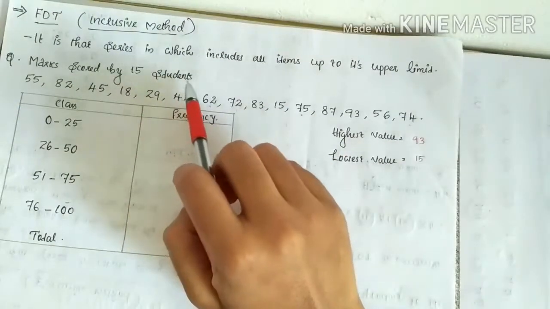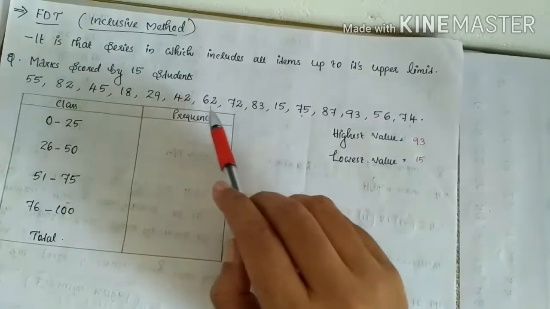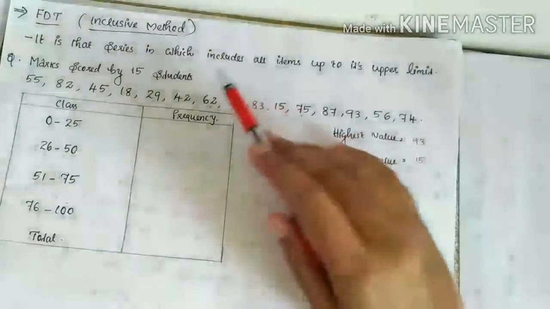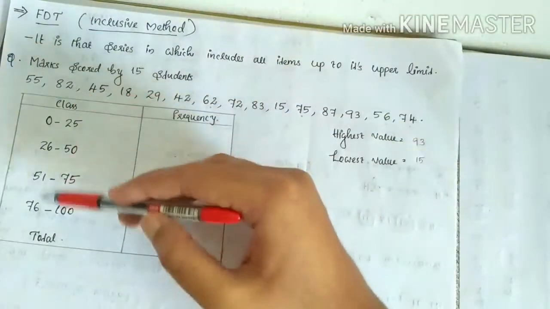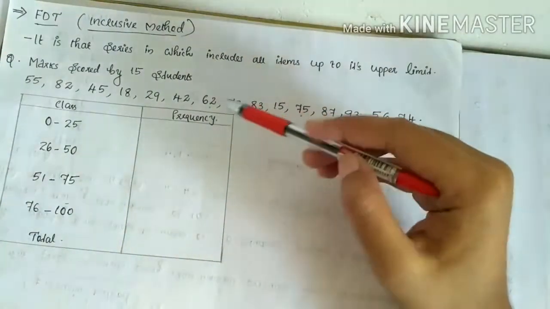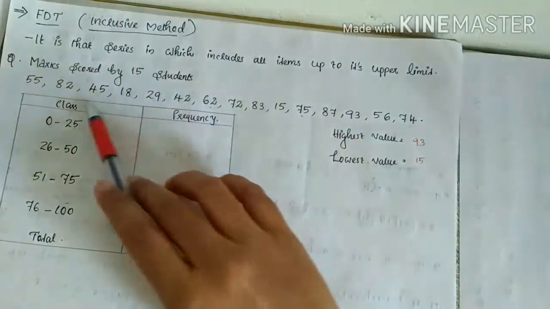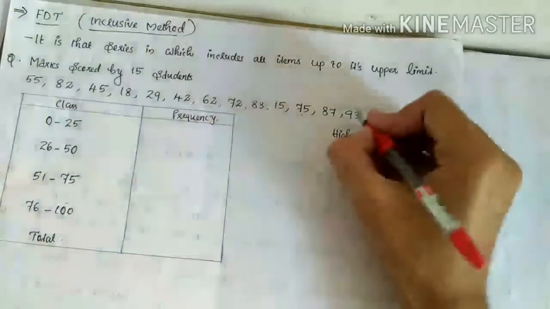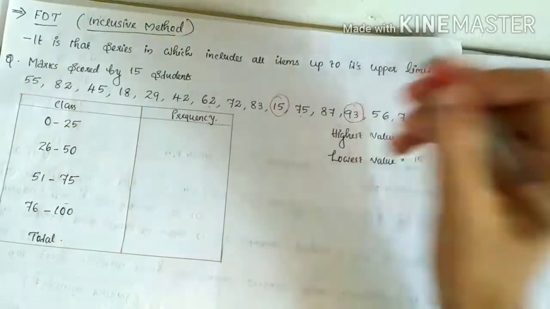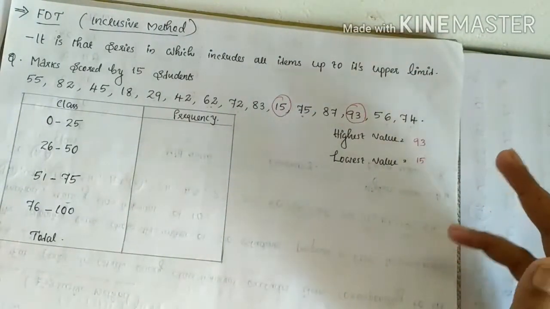Here are the marks scored by 15 students. The marks are 55, 82, 45, 18, 29, 42, 62, 72, 83, 15, 75, 87, 93, 56 and 74. First, you have to draw two columns: the first one is class and the second column is frequency. After that, you have to find out the highest value and the lowest value in this series. In this series, the highest value is 93 and the lowest value is 15. After finding the highest and lowest values, the next step is constructing classes.